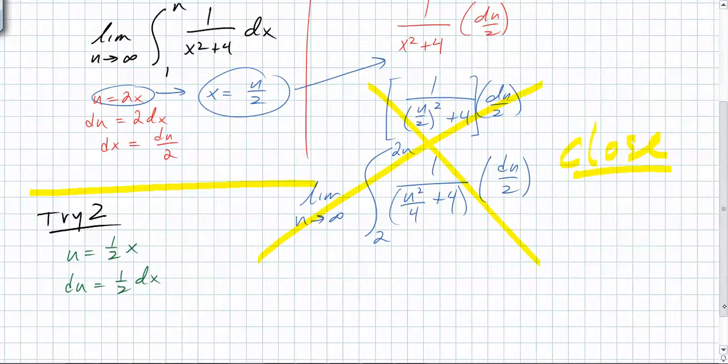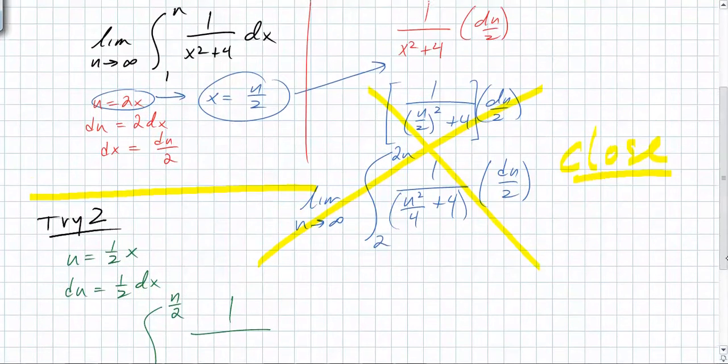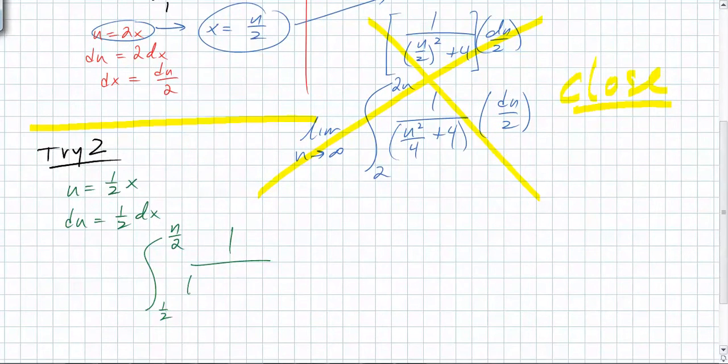So now when we make the substitution, we end up with u going from 1/2 to n over 2. And instead it's going to be 1 over 2u squared plus 4. And what does du equal? 1/2.